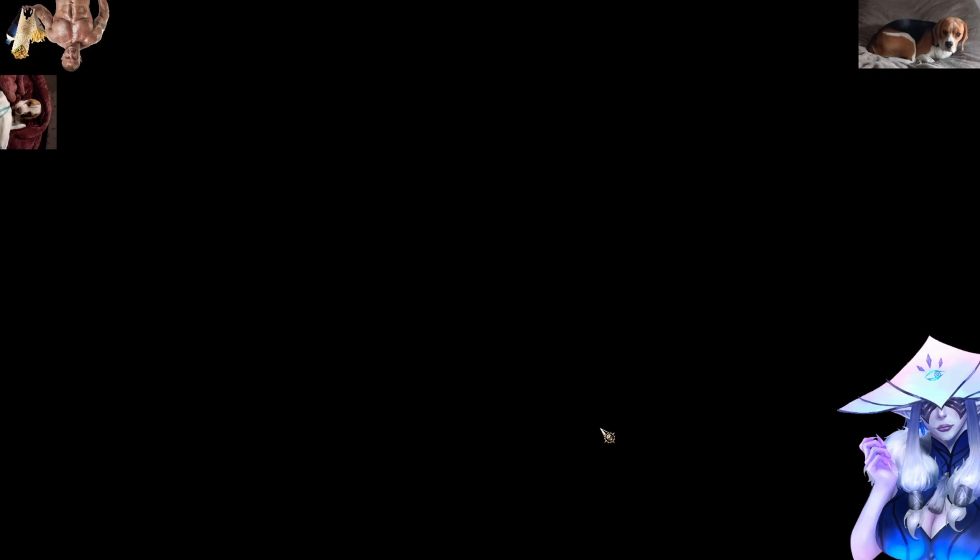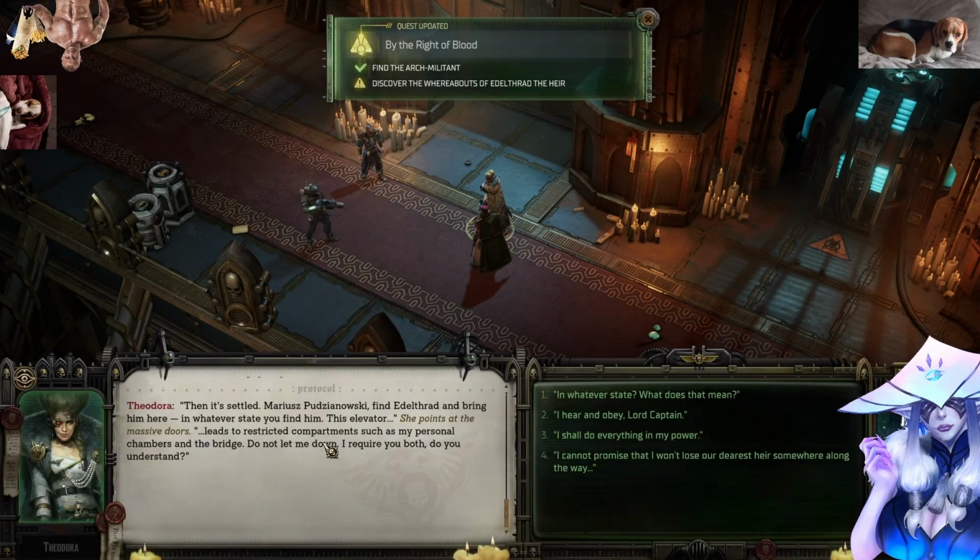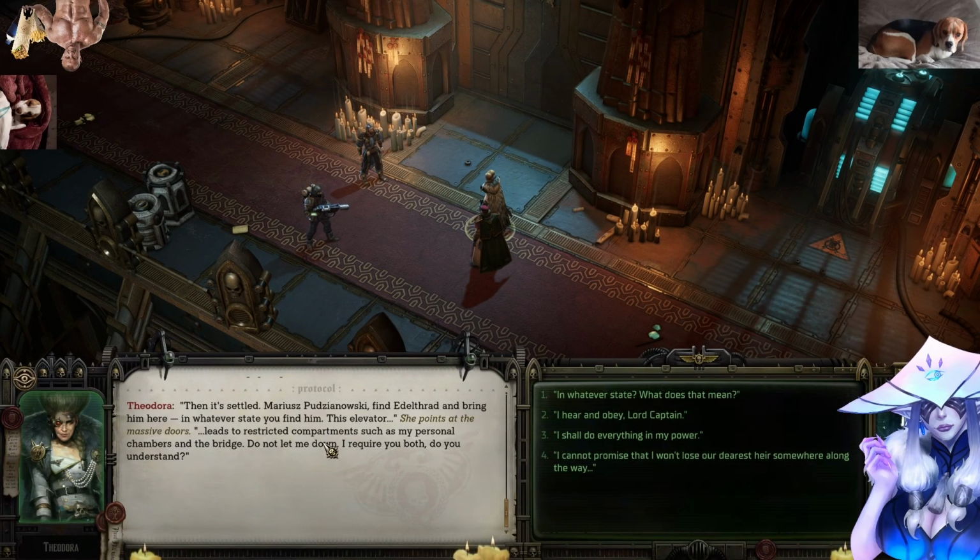Well... Then it's settled. Find Edelthrad and bring him here. In whatever state you find him. This elevator leads to restricted compartments such as my personal chambers and the bridge. Do not let me down. I require you both. Do you understand? In whatever state? What do you mean?